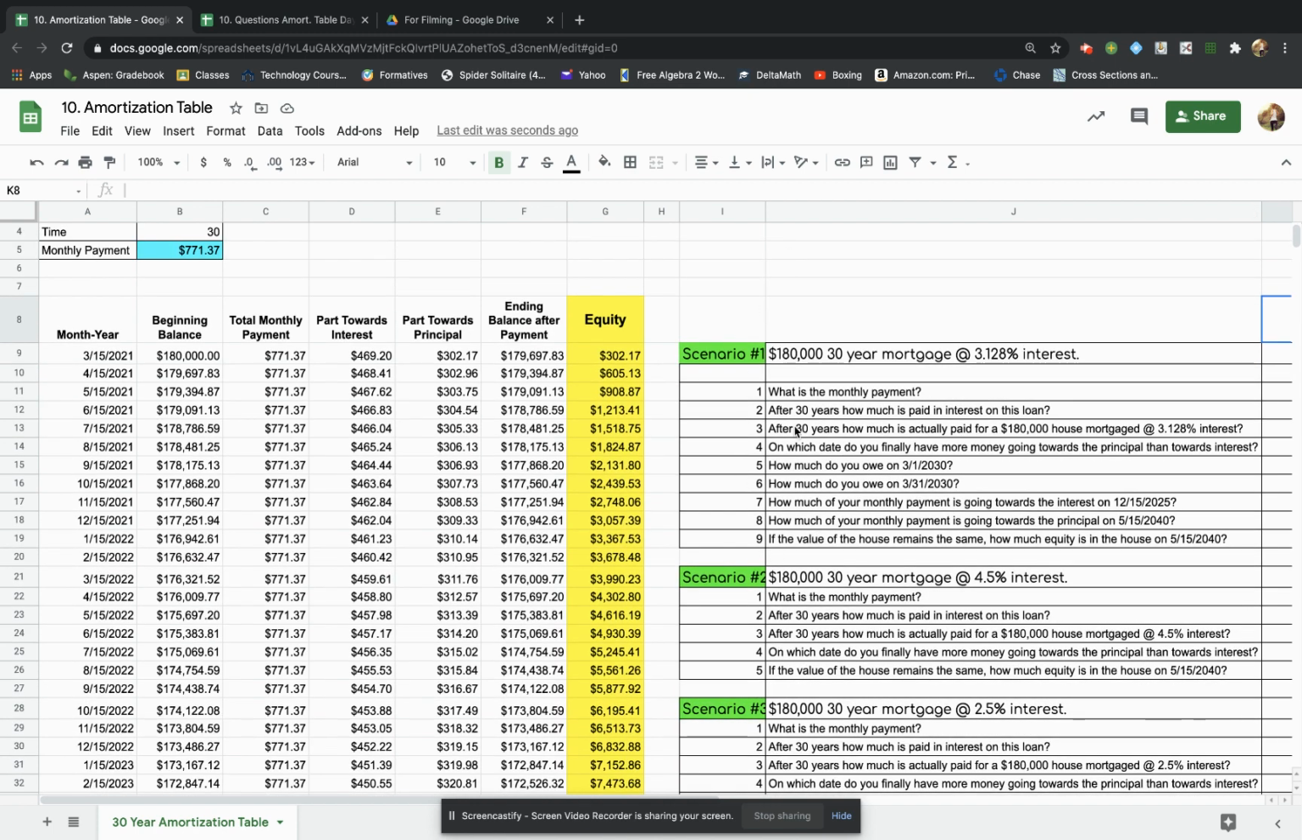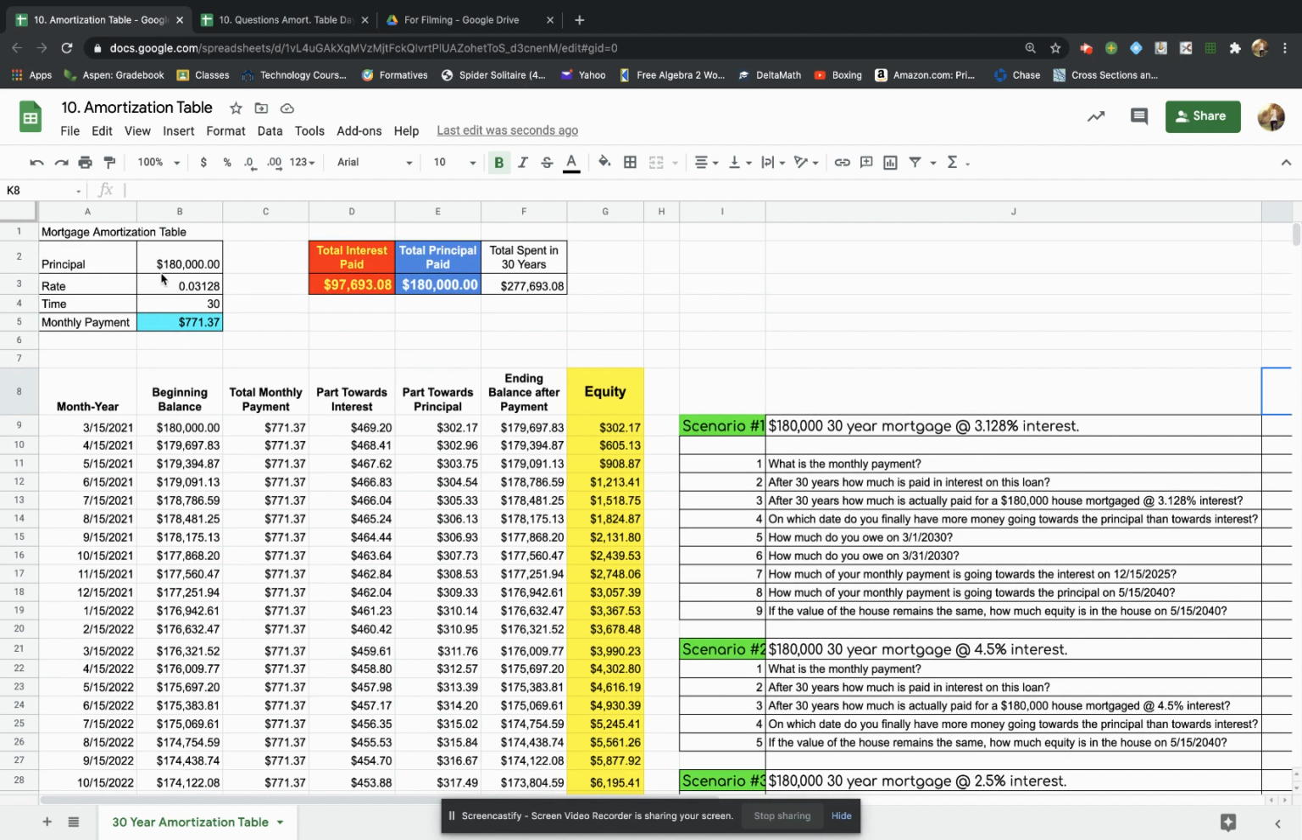So we have 3 different scenarios. The first scenario is the one that our amortization table is currently showing. $180,000 house with a 30-year mortgage at 3.128%. And we're going to go through and answer these 9 questions based on this situation. Then we're going to go to scenario 2, which keeps the principal and the time the same, but it changes the rate. And scenario 3 does the same thing, keeps the principal and time the same, but changes the rate. We're going to scroll through the different tables and pull the information out that answers the question.